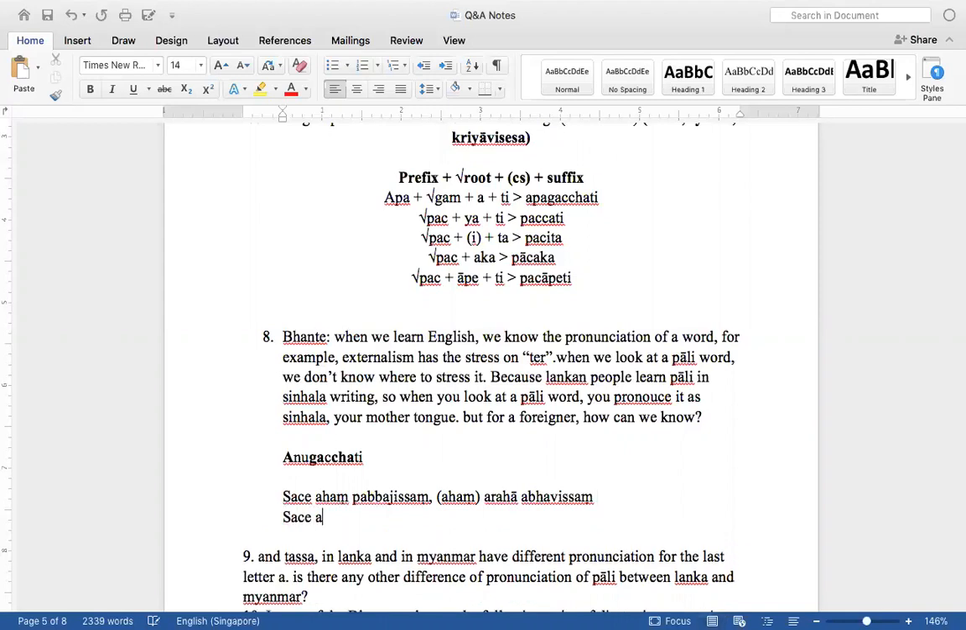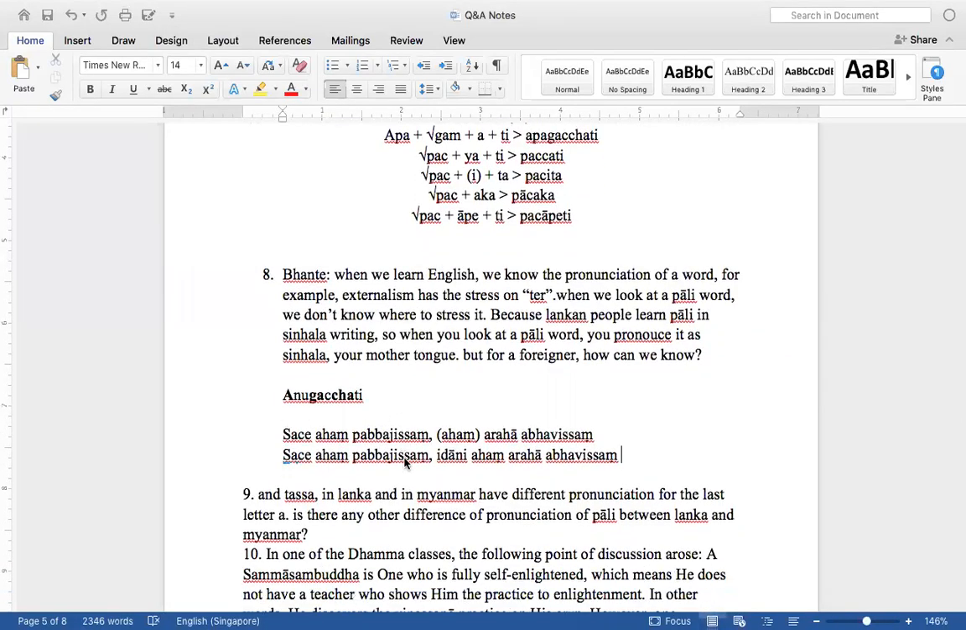So you can also use this. Yeah, if I had been ordained, sometimes we can also use the optative case here for the second clause. Sace 'ham pabbajissaṃ idāni arahā bhaveyya. Yeah, this is the way we use. Had it happened, this would have happened.